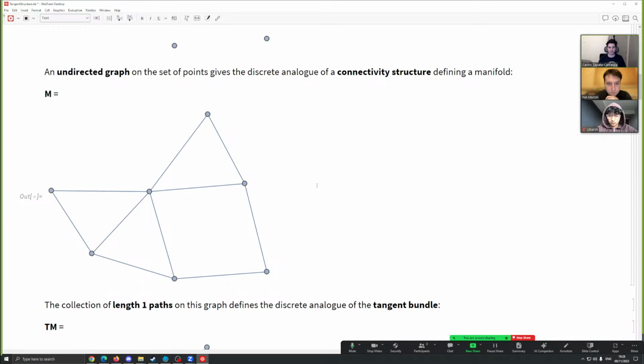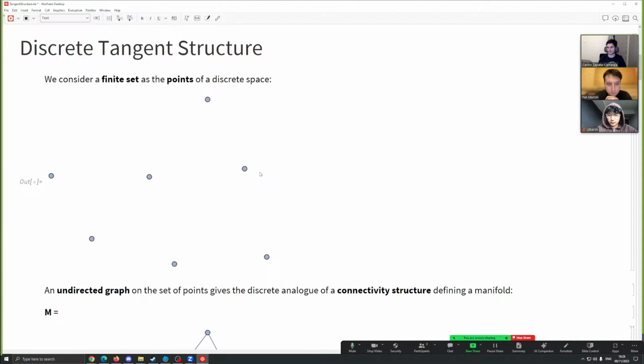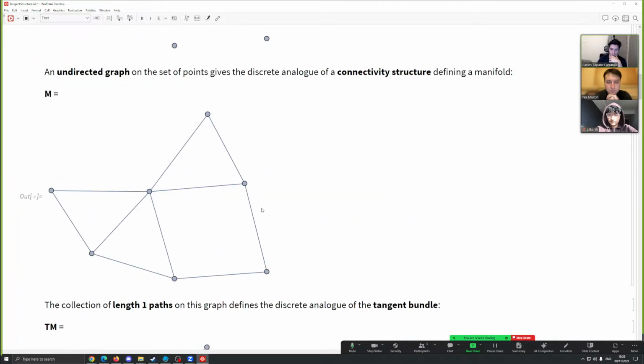The presentation that we had last week focused on what we call the tangent structure, and I think the tangent structure is probably one of the most naturally geometric things to look at in a manifold, perhaps together with something like a metric structure, which is in fact very closely related to the tangent structure. So here's a little presentation of how the tangent structure looks in our context.